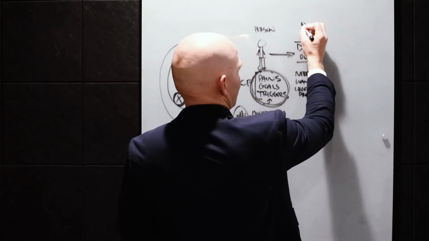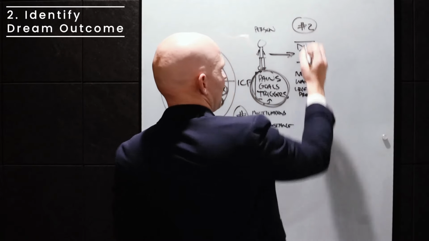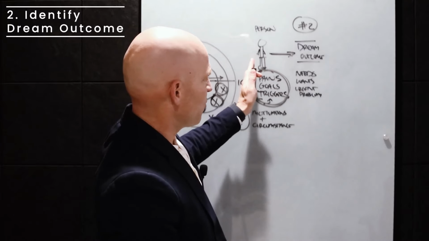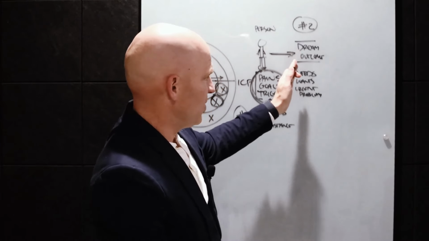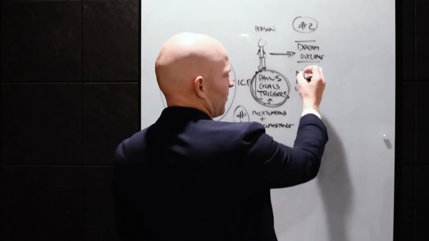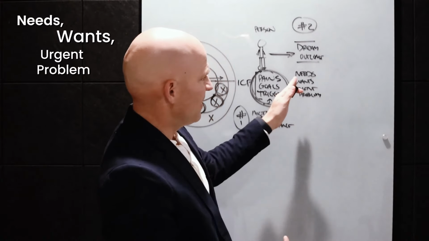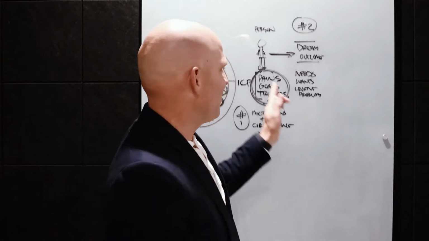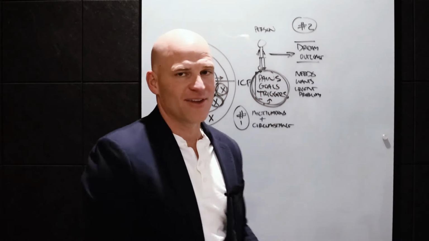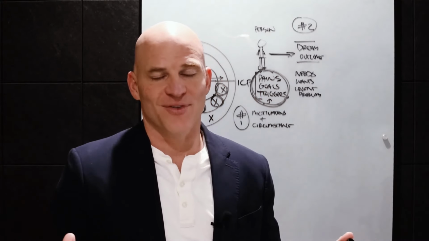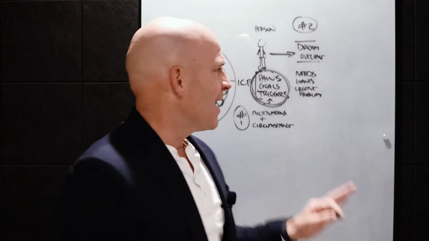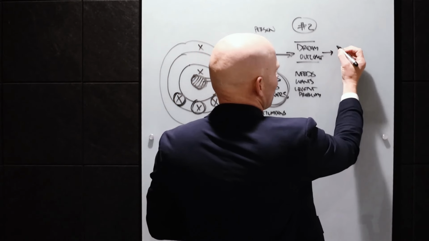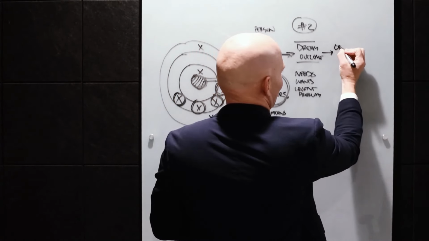And this is number two. This is what you need to identify up here, is the dream outcome that your ideal customer profile is trying to achieve. All right, so when you identify their needs, wants, and urgent problem, then you're on your way. But when does that ever happen? I mean, when do we ever set goals or have pain points and we take action and it just works out perfectly? Okay, sometimes it does maybe, but oftentimes what happens is in the way we run into these obstacles.